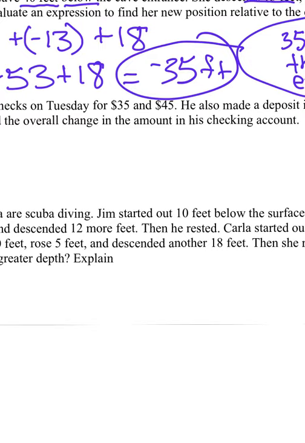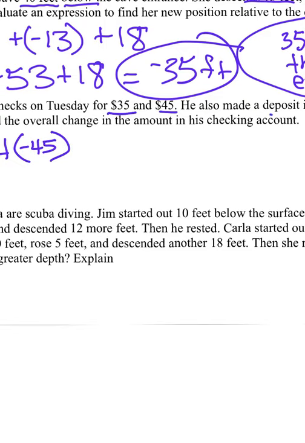Okay. Alex wrote checks on Tuesday for $35 and $45. He also made a deposit in his checking account for $180. Find the overall change in the amount in his checking account. So he wrote checks for $35 and $45. So if you write a check, is money coming in, going into your account or coming out? So we have to put negative 35, right? Plus negative 45. That represents the checks coming out of your account, right?